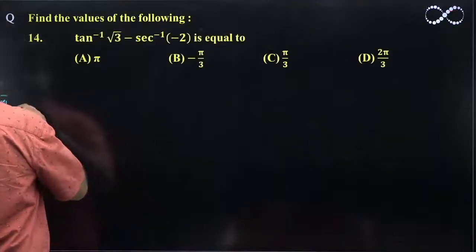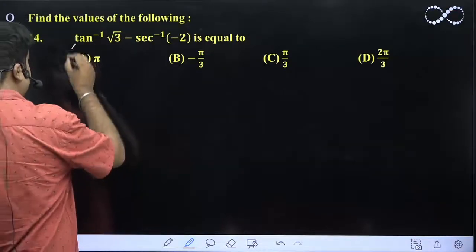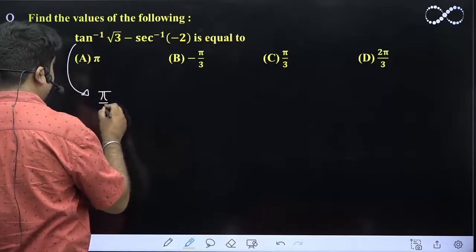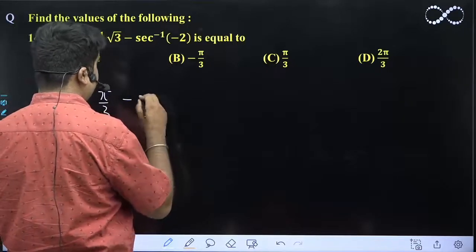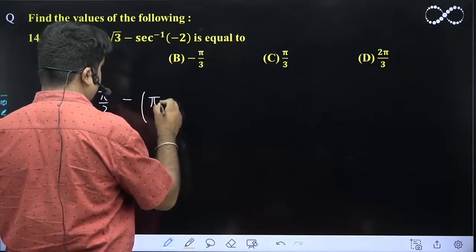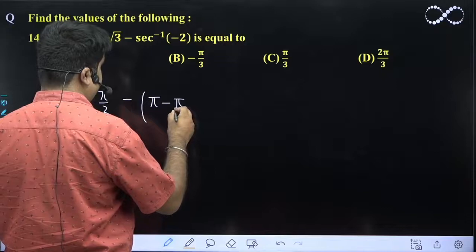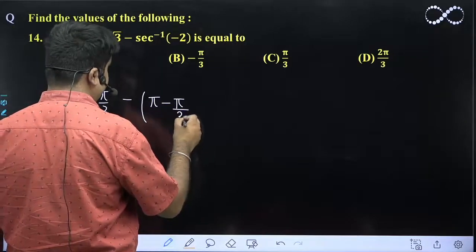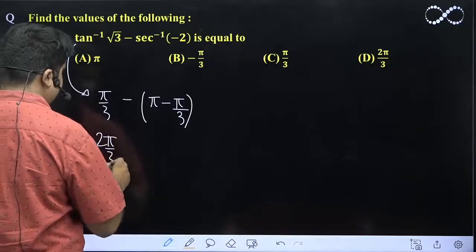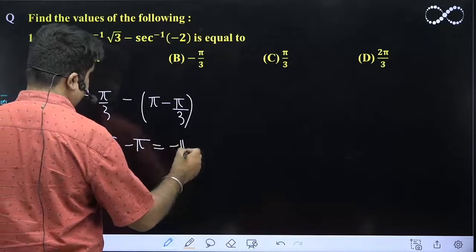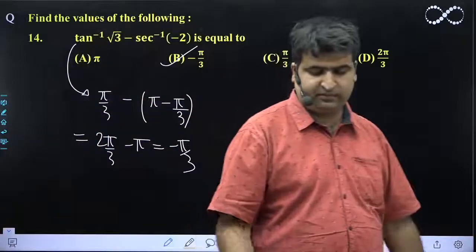Let's move on to the last one. Tan inverse root 3 minus secant inverse minus 2. So tan inverse root 3 will be equal to pi by 3, and secant inverse minus 2 will be equal to pi minus pi by 3. So if you solve this, you get pi by 3 minus 2 pi by 3. So this will be the answer. B part, minus pi by 3.